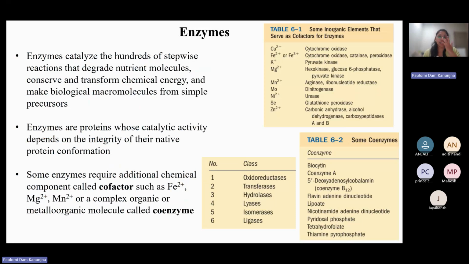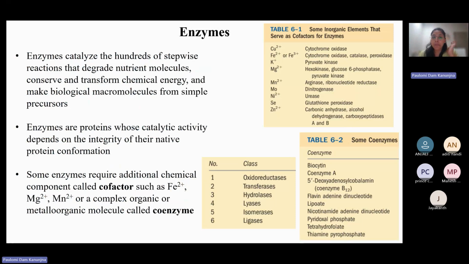So enzymes basically, as we all know, are proteins and they catalyze hundreds of stepwise reactions for any kind of chemical reaction, be it degradation of nutrient molecules, conservation or transformation of chemical energy, making biomacromolecules from precursors. All these you will mostly find while studying some pathways, some digestion process, anything that you read of any biological system, you will see enzymes being used. Not only in biological systems, any system which is involving chemical reactions, you will see enzymes being used there, right?